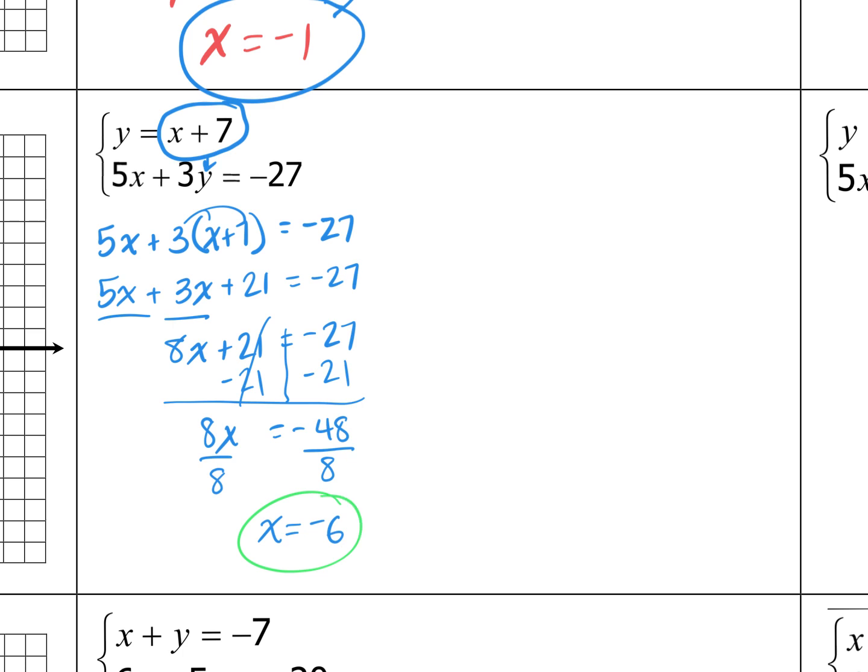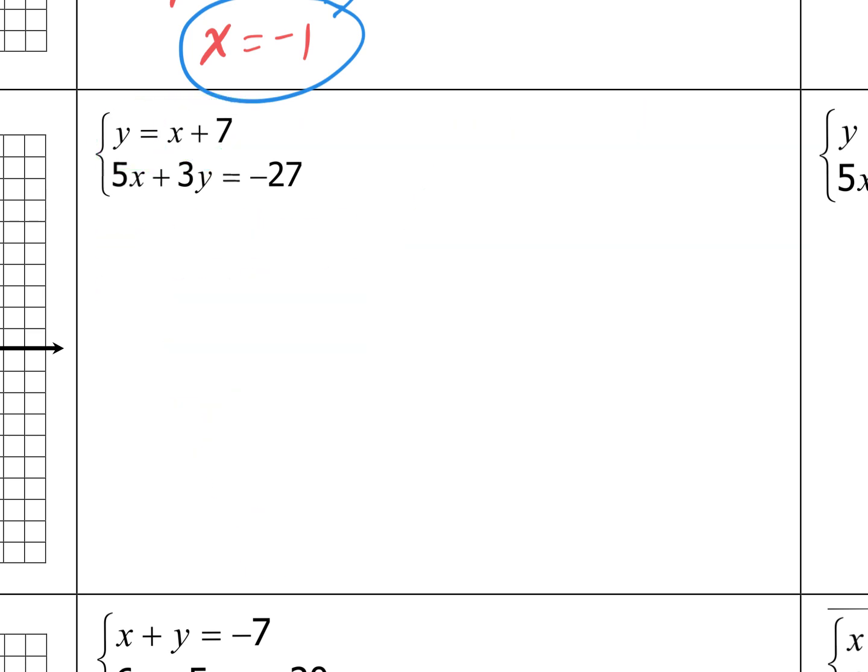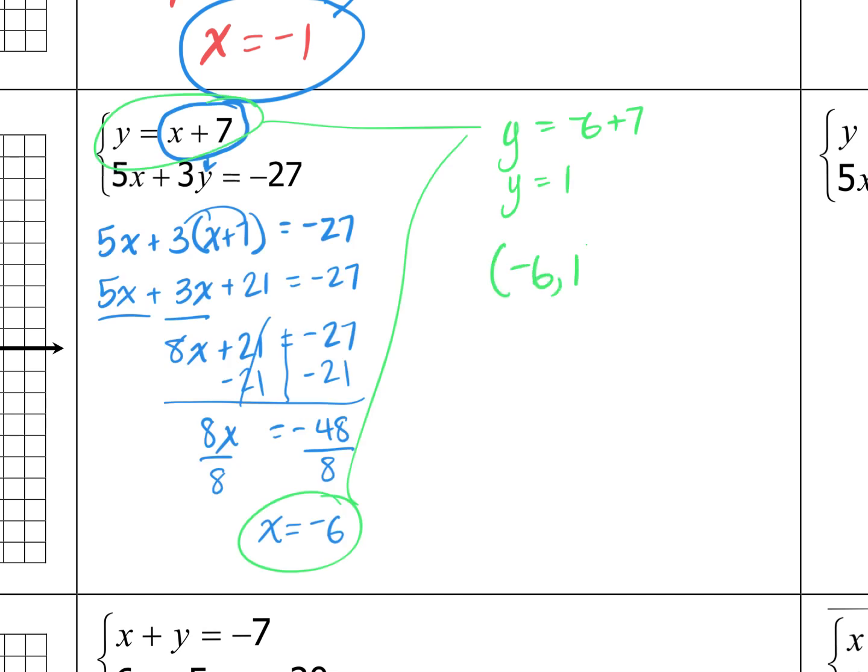Then I'm going to take this and the original equation and I'm going to go y equals negative 6 plus 7. So y equals 1. So negative 6, 1 is my solution. Now for me, when graphing, I can still do the graph immediately because I know the steps just to turn it into y. So to me, it was just set up for that. I didn't have to do any other work to get it set up for it.